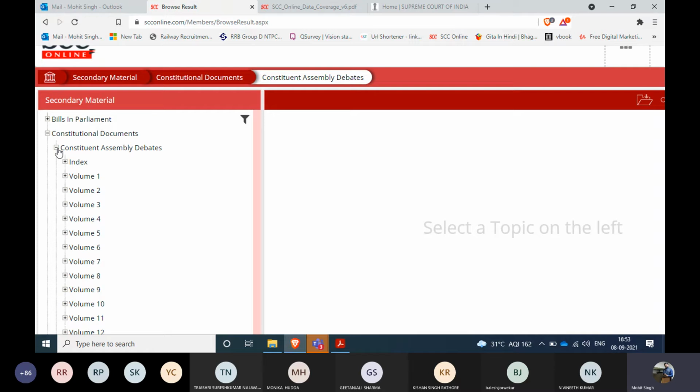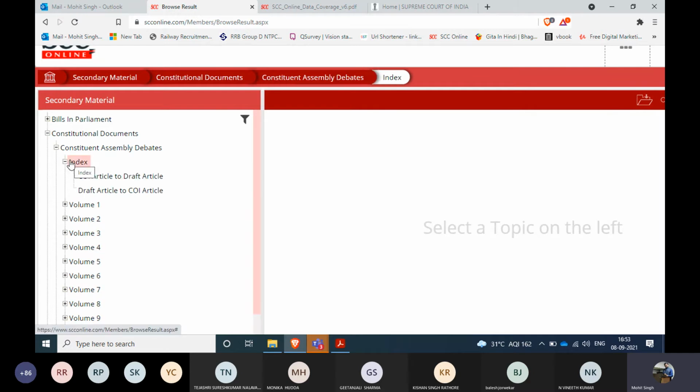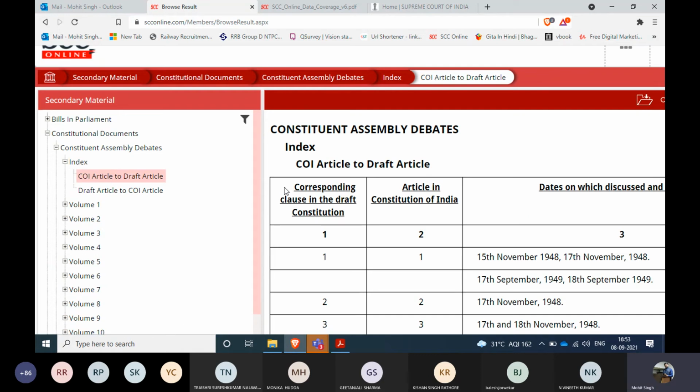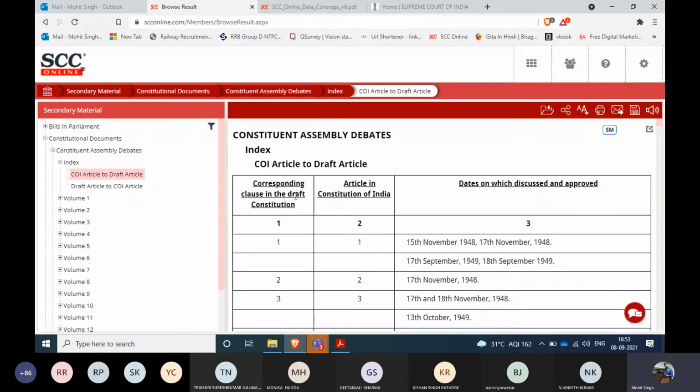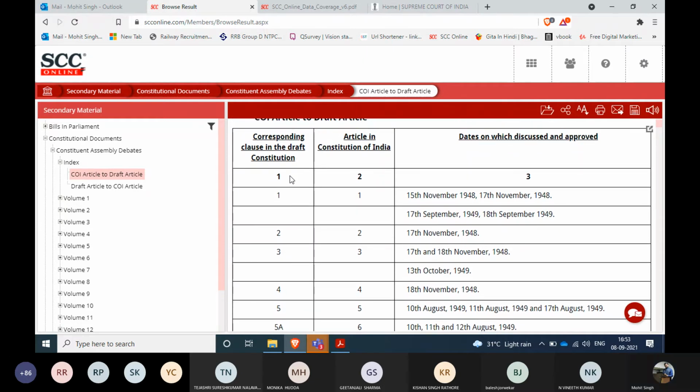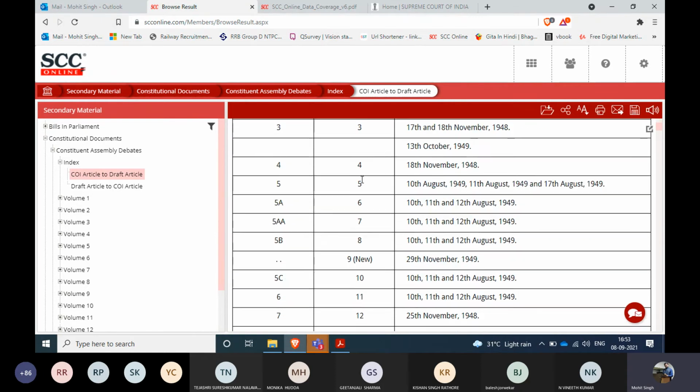Apart from that, Mr. Kapoor was also pointing out this information that is called the conversion table from draft article to COI article. If you click on this one, COI article to draft article, you will get this particular category of data, that is the index. What is this index giving me? This index on the left-hand side is presenting the data of the articles in the draft constitution. So you have all the articles in the draft, but later on those articles got converted into the article number 2.